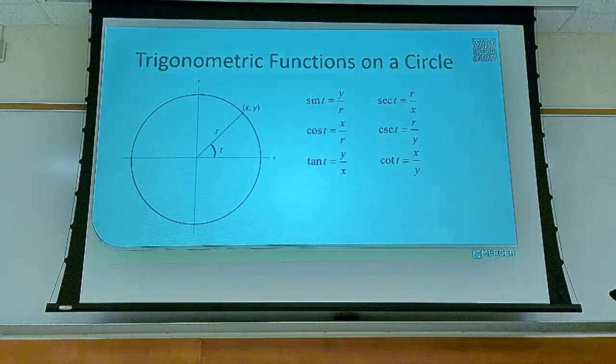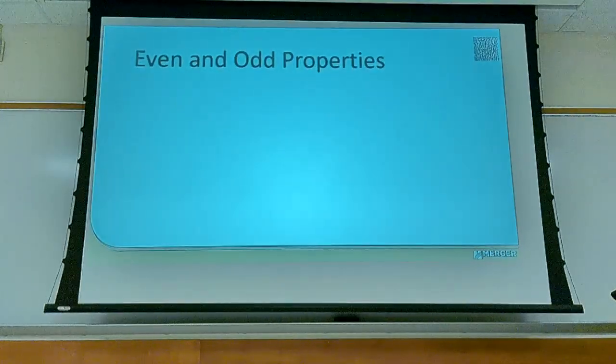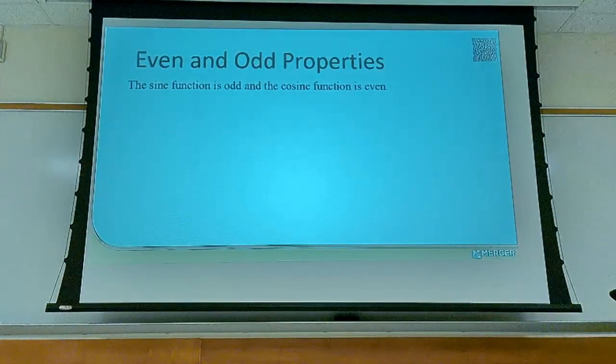A lot of fun with trig comes from the properties. I would recommend maybe having a separate sheet just for the properties. Here are the first properties, the even and odd properties. Sine is odd, cosine is even. Remember, we defined what an odd function and an even function were way back at the start of the semester.